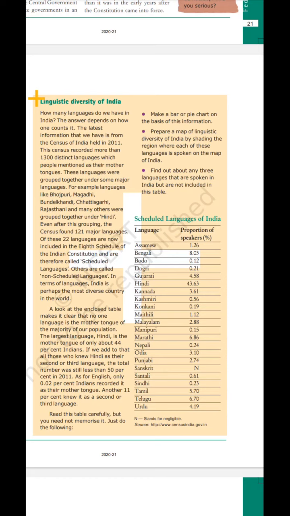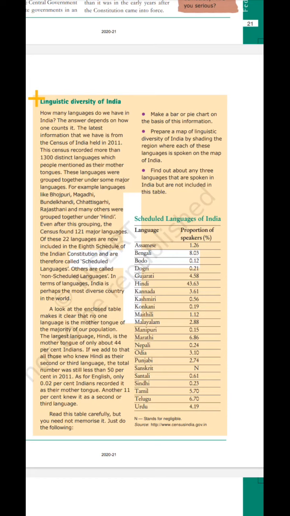In terms of languages, India is perhaps the most diverse country in the world. A look at the enclosed table makes it clear that no one language is the mother tongue of the majority of our population. The largest language, Hindi, is the mother tongue of only about 44% Indians. If we add to that all those who knew Hindi as their second or third language, the total number was still less than 50% in 2011.